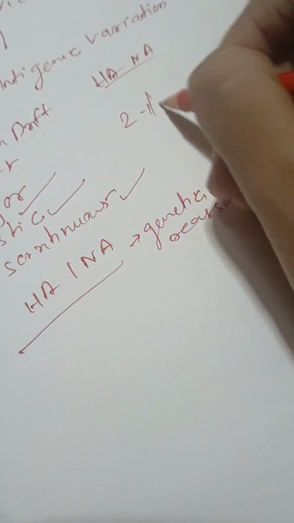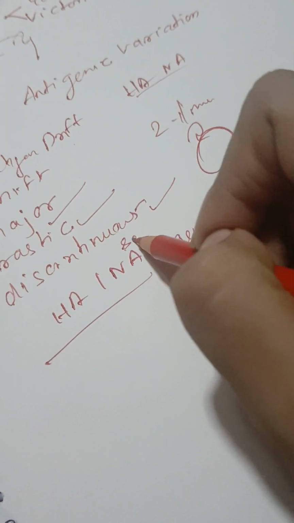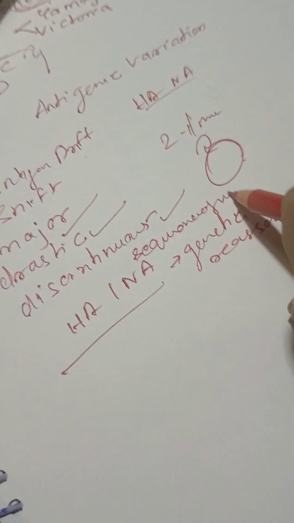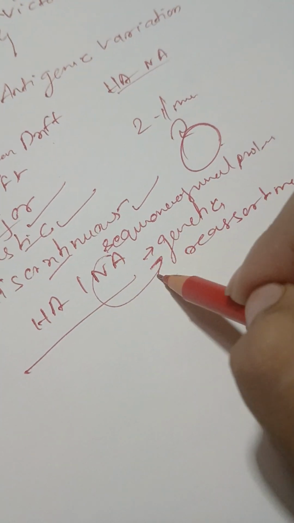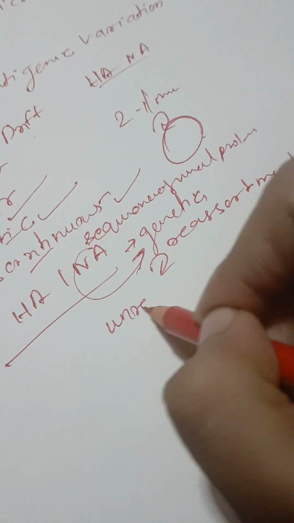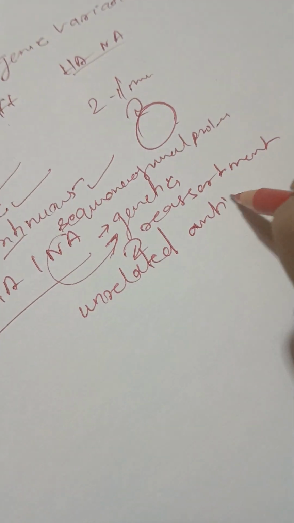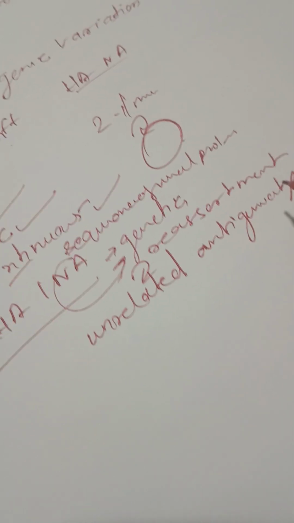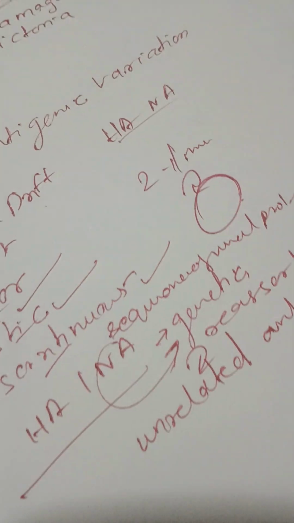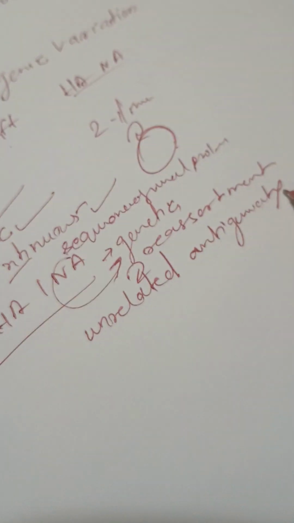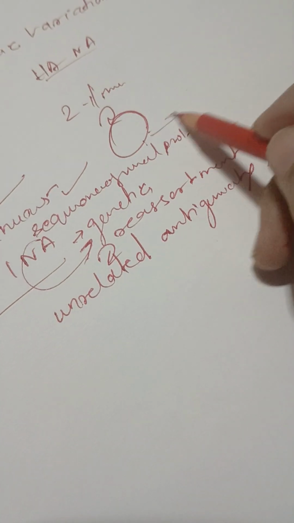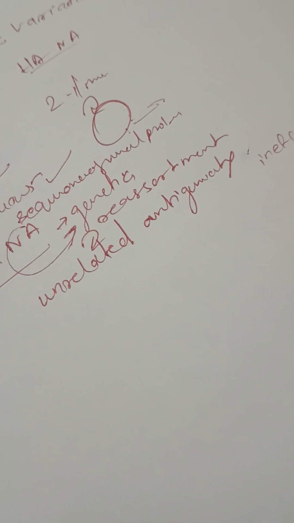First, what happened? Two or more viruses infect the same host cell, because of which there is a change in the sequence of viral protein. This change is major, drastic, and discontinuous, which will lead to genetic reassortment, and totally unrelated antigenicity will be acquired. This unrelated antigenicity will lead to a new strain which is completely different from the predecessor strain, and the antibodies developed against the previous strain become ineffective. So all the antibodies against the previous strain turn ineffective. So this is the mechanism of antigenic shift.